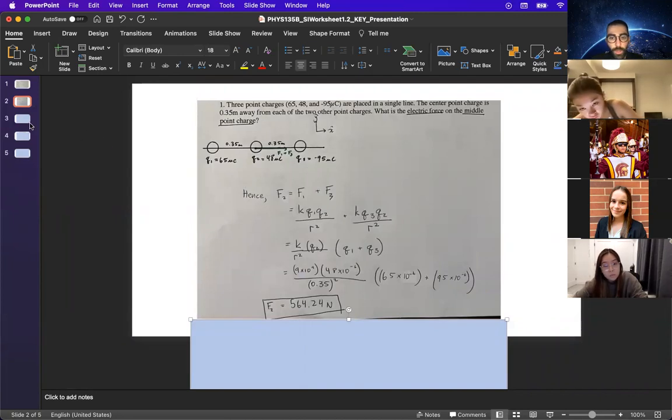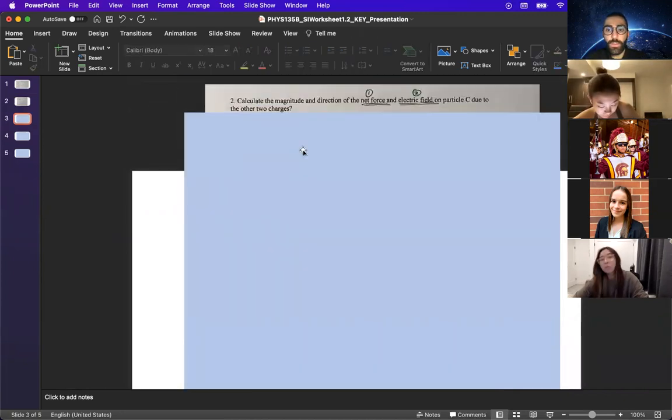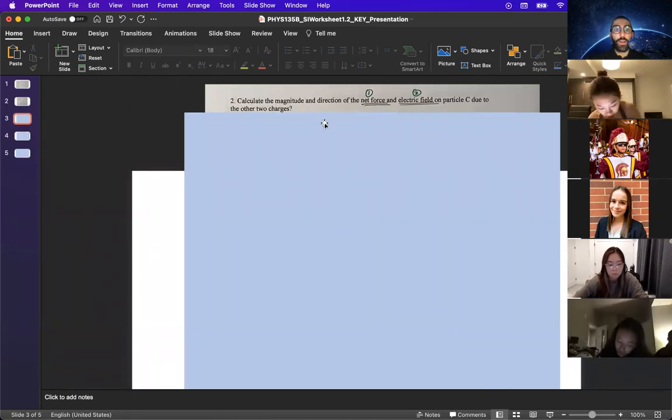All right, I'll go ahead and go to the next one. And move this there. All right, so here we're going to be calculating the magnitude and direction of the net force and electric field on particle C due to the other two charges.